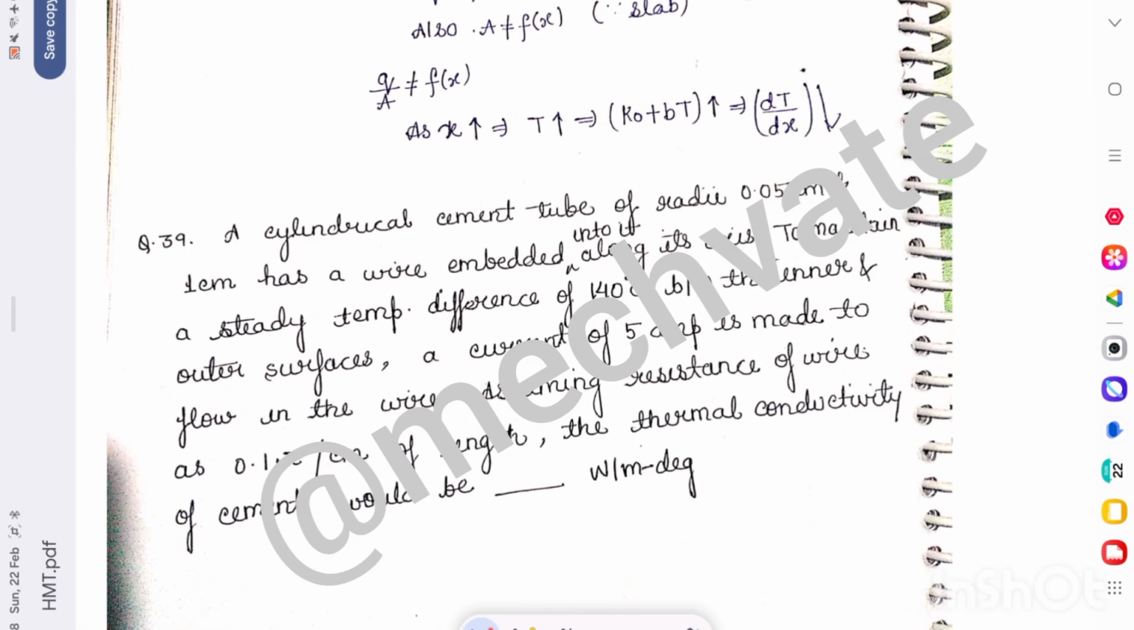The cylindrical cement tube of radius 0.05 centimeter and 1 centimeter has a wire embedded into it along its length. To maintain a steady temperature difference of 140 degrees centigrade between the inner and outer surface, a current of 5 ampere is made to flow into the cylinder wire. Again, the resistance of the wire is 0.1 ohm per centimeter of length. The thermal conductivity would be?